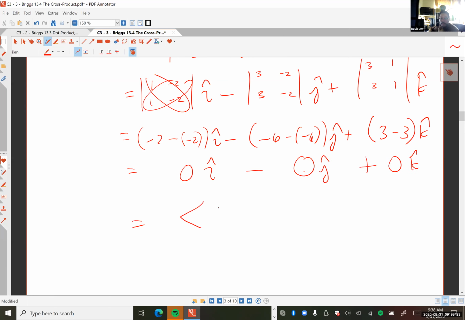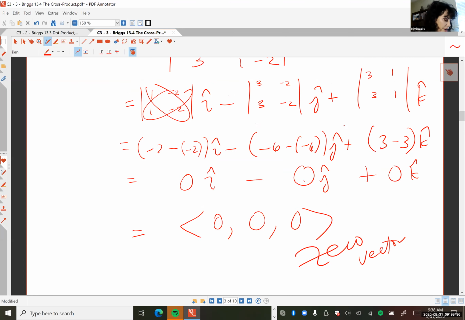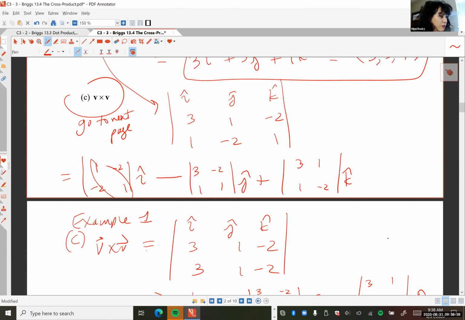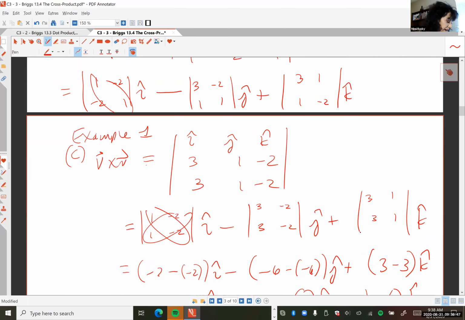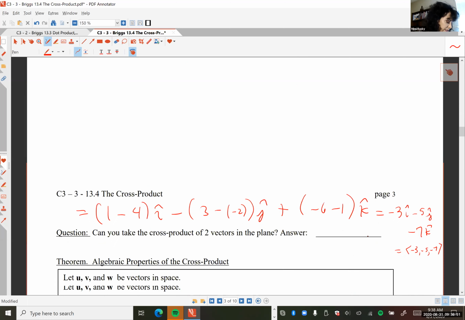What's that? Zero vector. Zero vector, thank you. And a zero vector has a magnitude of 0, and essentially it doesn't really have a direction because it's pointing in all directions. So, well, what about the right-hand rule? Well, the right-hand rule is going to fail you when you try to take a cross product of a vector with itself, because you're going to get the zero vector, okay? So there you have it. I just did 3 examples of cross product, and hopefully you learned a few things along the way.